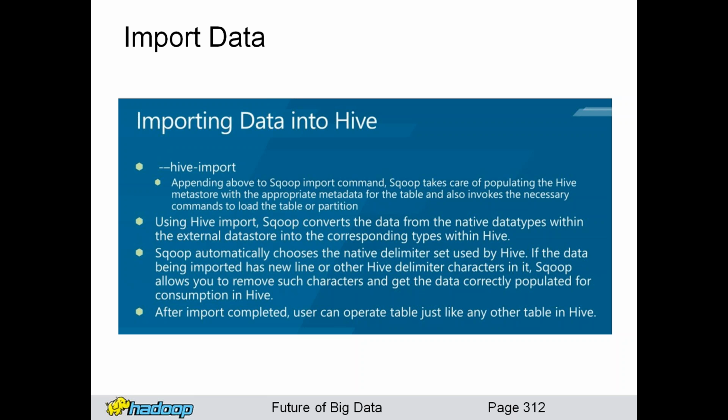To import data into Hive you have to use the command -hive-import. That command is used to import your SQL Server data or Oracle data into a Hive table. So by appending the above to your Sqoop import command, Sqoop takes care of populating the Hive metastore with appropriate metadata for the table and also invokes the necessary commands to load the table or partition.